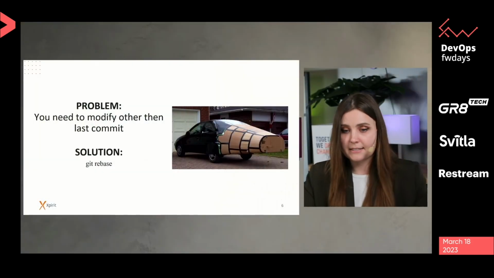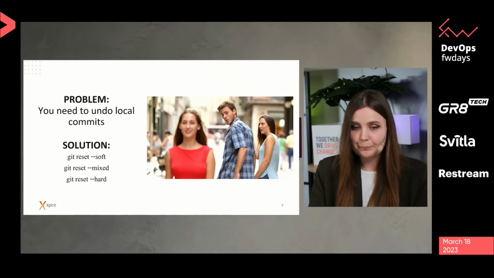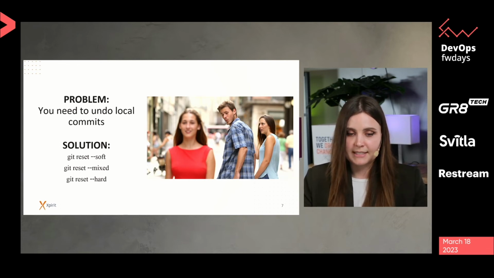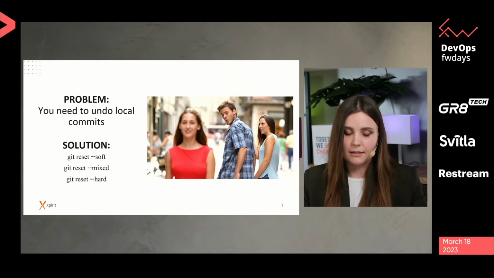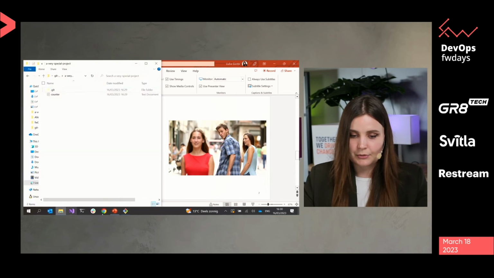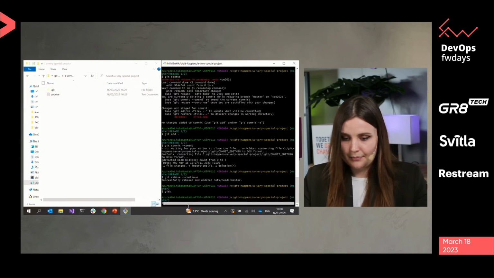Let's move on. The next case I would like to share with you is when you need to undo local commits. You can easily use git reset as a solution. There are 3 parameters git reset provides you: soft, mixed, and hard. I will demonstrate all 3 options.